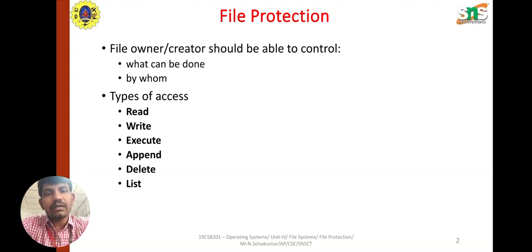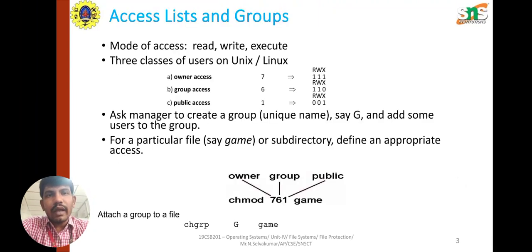We have to access all the files through individual mail systems. Next, access lists and groups. The modes of access are read, write, and execute, and there are three classes of users in Unix and Linux. For example, owner access is 7, which is 111 in binary, a common method. Group access is 6, which is 110, read and write. Public access is 1, which is 001.